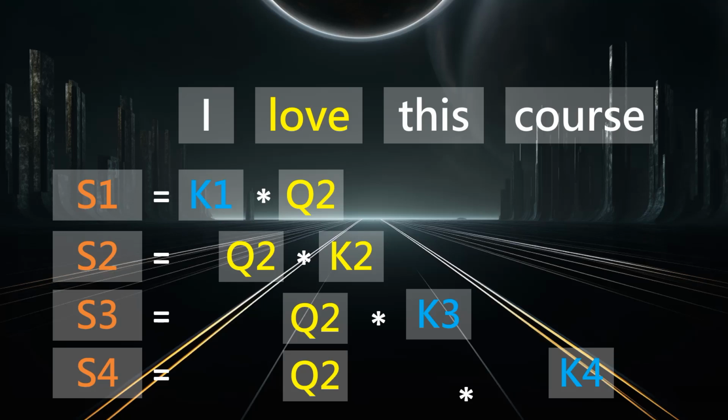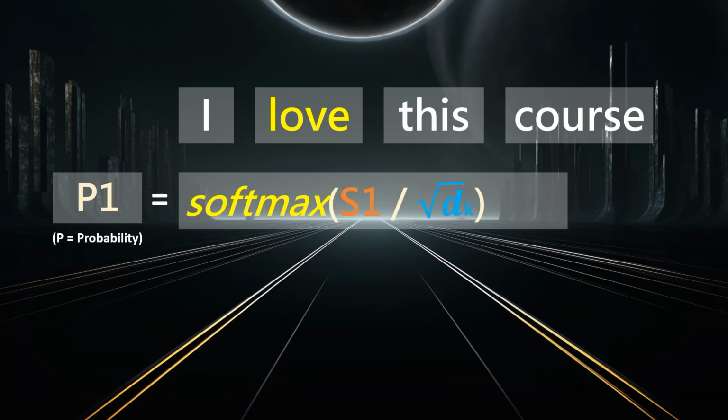Do you follow me so far? I bet you do. Now we use a mathematical function called softmax to calculate the probabilities of S1 to S4. The equation is something like this. Each S value should be divided by the square root of dk. The dk is the dimension of the key vector. It's an adjustable parameter. Its purpose is to avoid the calculation result fluctuating too much and impacting the training result.